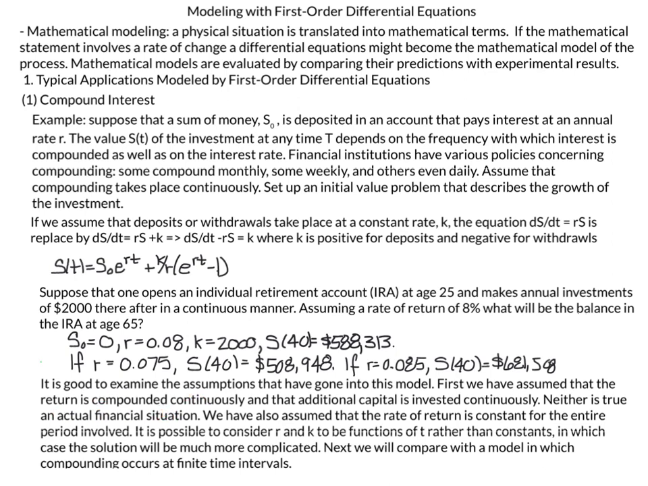Banks don't compound continuously. Some do compound daily. We have also assumed that the rate of return is constant for an entire period. It is possible to consider r and k to be functions of t rather than constants, in which case the solution will be much more complicated. But next we'll compare with the model in which compounding occurs at finite time intervals, so no longer continuous compounding, which is more realistic. But what we will see is that it doesn't impact these final amounts very much.